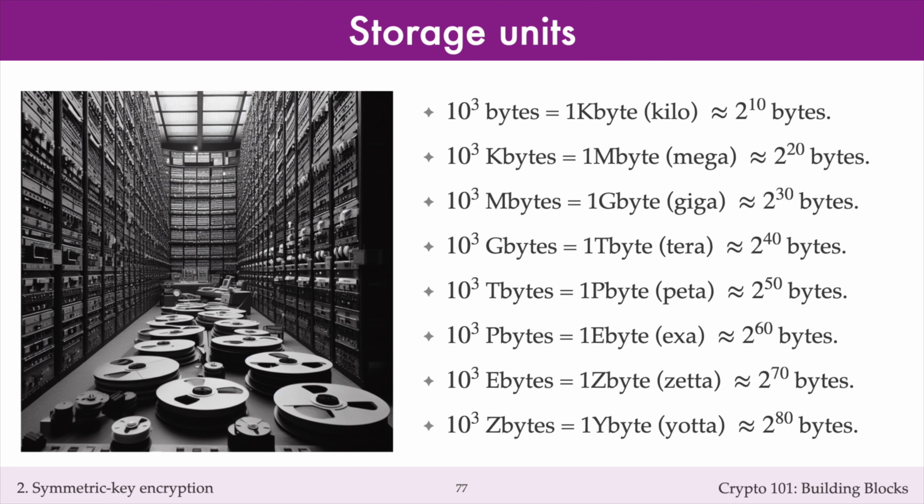To put this in context, 1 kilobyte is 1,000 bytes, or roughly 2 to the 10 bytes. A megabyte is 1,000,000 bytes. A gigabyte is 1,000,000,000 bytes. A terabyte is 2 to the 40 bytes. A petabyte is 2 to the 50 bytes. And an exabyte is 2 to the 60 bytes. Today you can buy a laptop with 1 terabyte of disk storage.